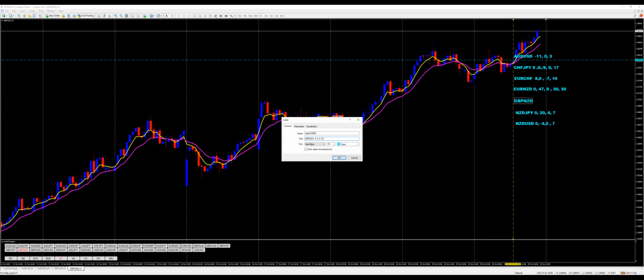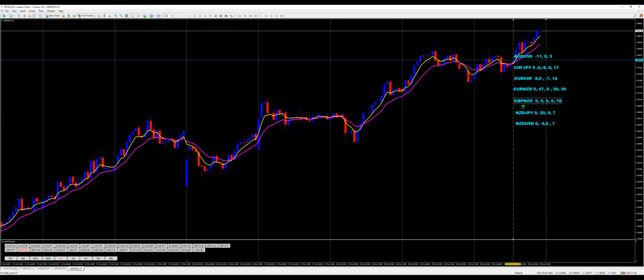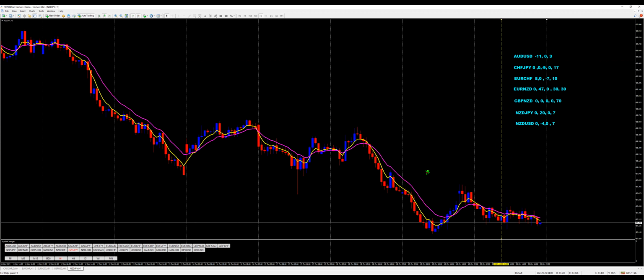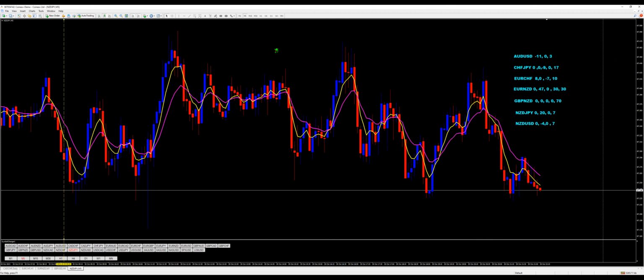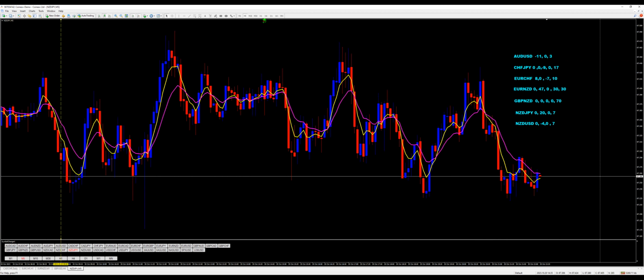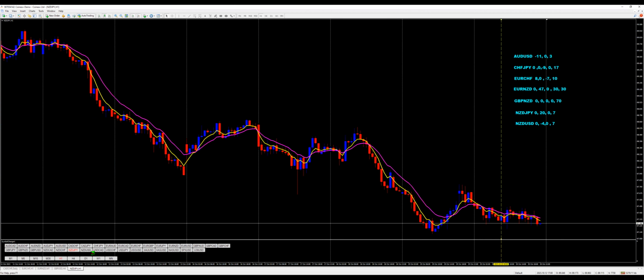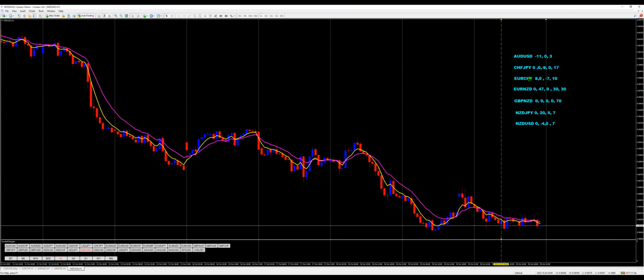0. 0. 0. NZD yen. Back on 9 o'clock. NZD yen, we're trying to get a short. Don't expect much out of it. And we don't get much. Go back to the H1. Look at the NZD dollar. Same thing.